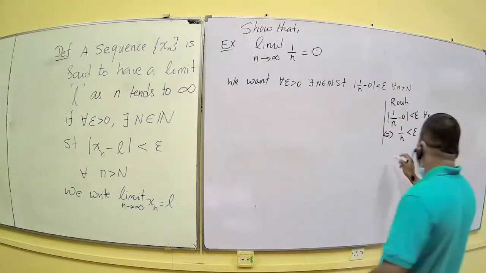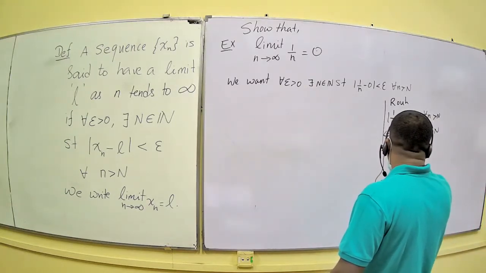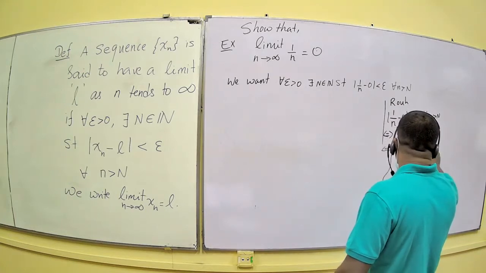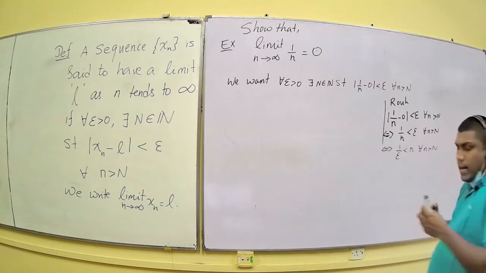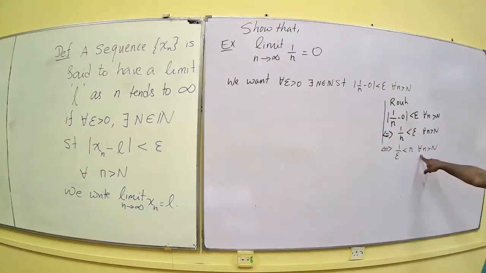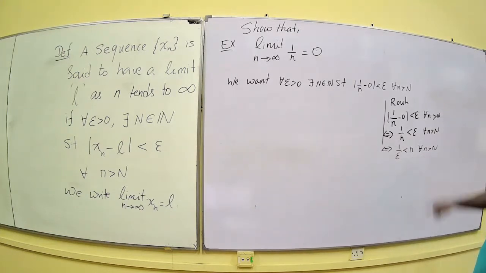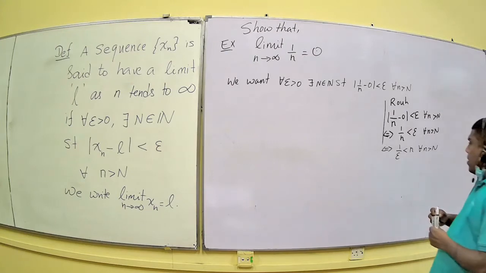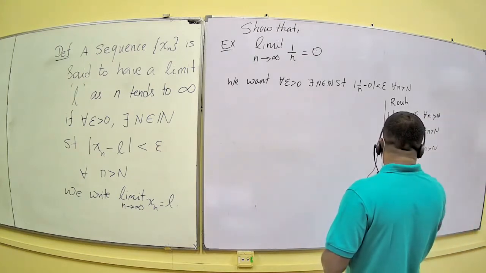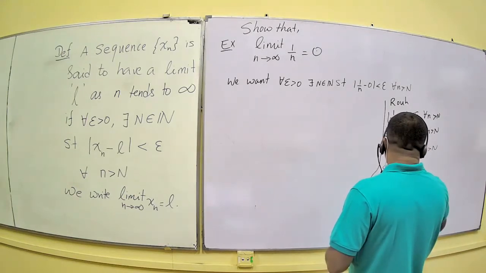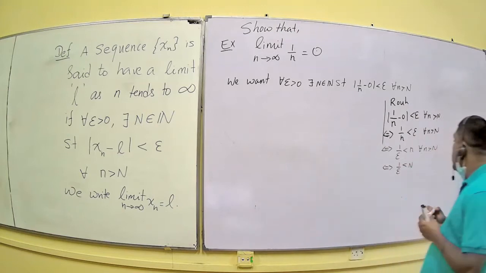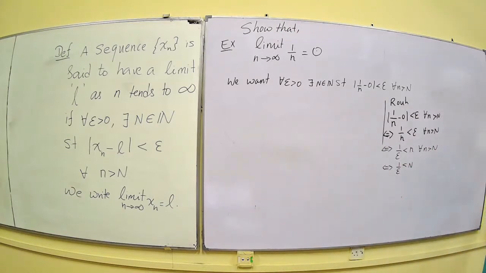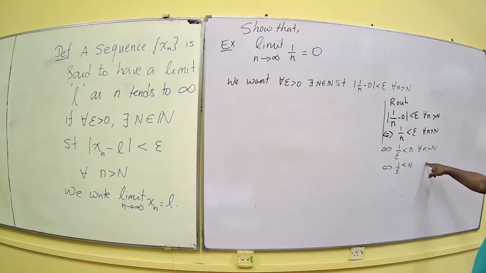Okay. So in other words, what you want is 1/epsilon is less than n for all n greater than N, right? So this is what you want to get: 1/epsilon is less than small n for all small n bigger than capital N. So in other words, you want 1/epsilon less than capital N. Right? So if you show that 1/epsilon is less than capital N, then for any n greater than N, 1/epsilon is less than n.